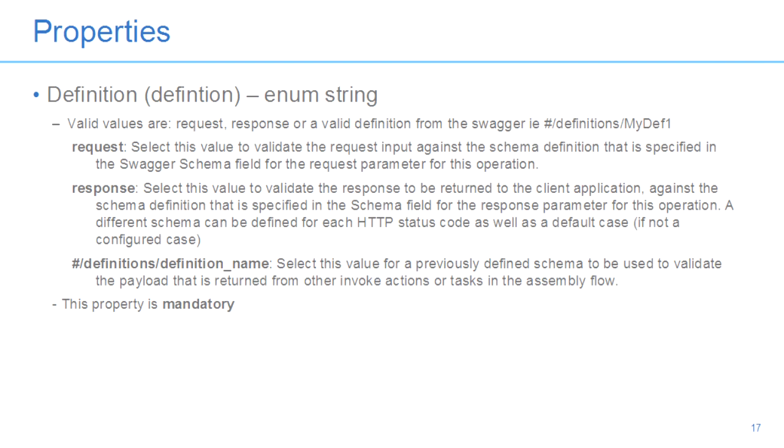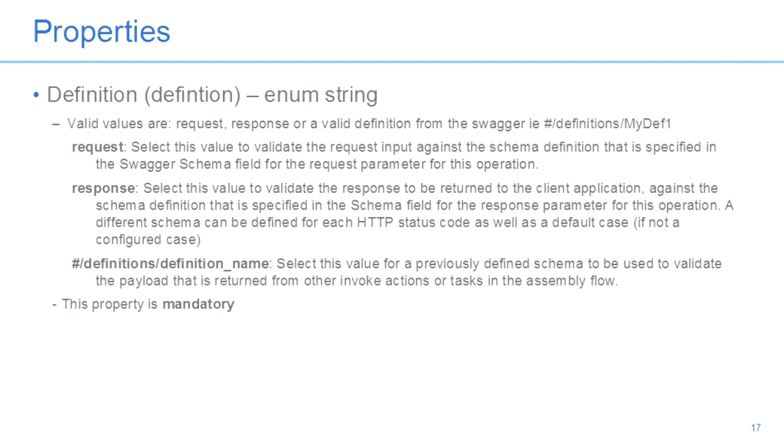If you set it to response and you want to validate the response going back to the caller from an API, then you can specify response, and it will go and look in the Swagger for the different status codes. So if you get a 200 back, you may want to use a different schema than for a 404 or a different HTTP status code. So you can specify different schemas for the different status codes.